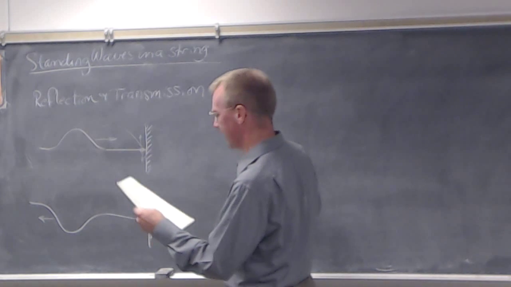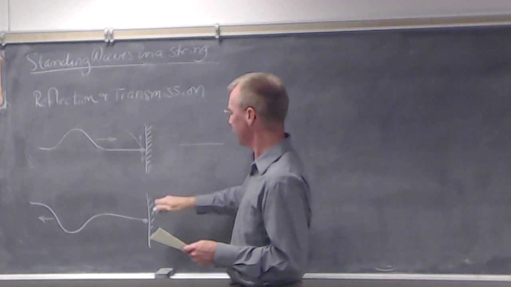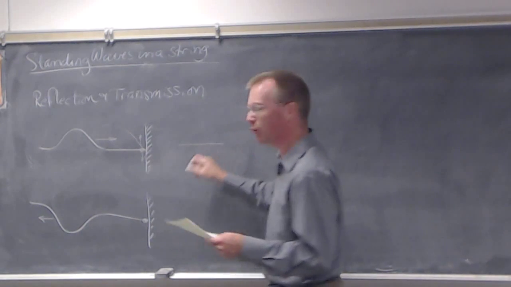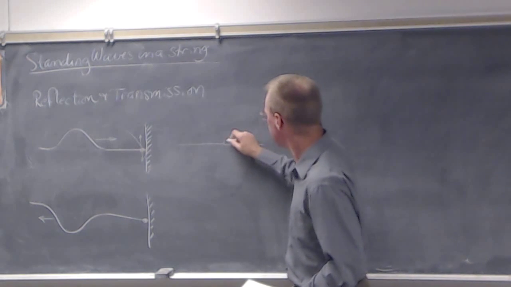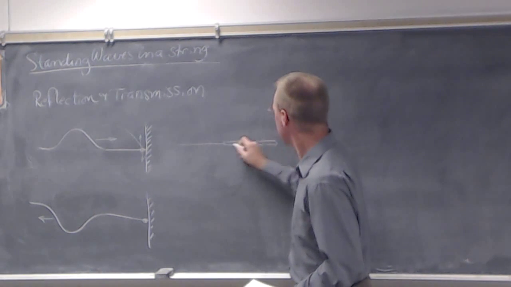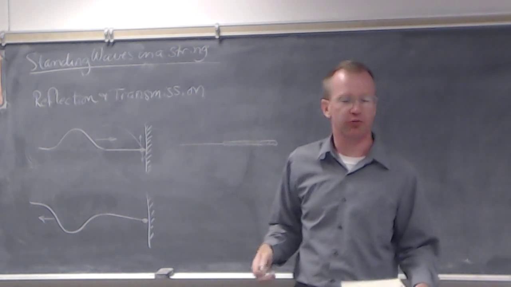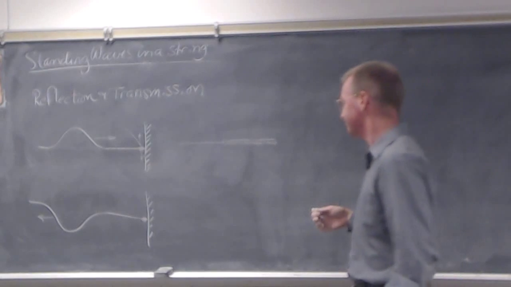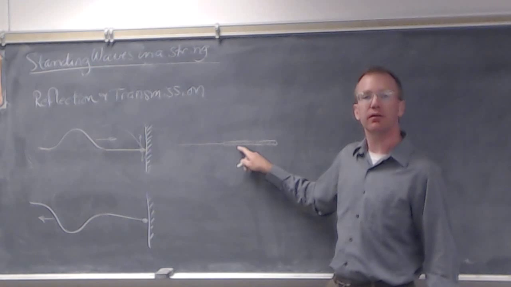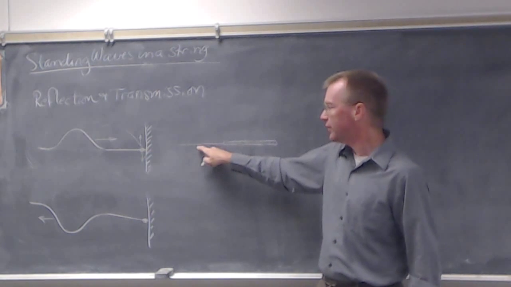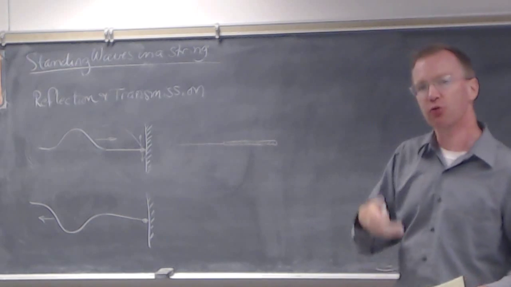Now, what if we have, rather than a rigid barrier, and this is a single example here, what if we simply have a light string attached to a heavier rope? Or to make it a less extreme example, a lightweight rope attached to a thicker rope. All right? So the density is lower here, it's higher here. What effect does that have on the wave going through?